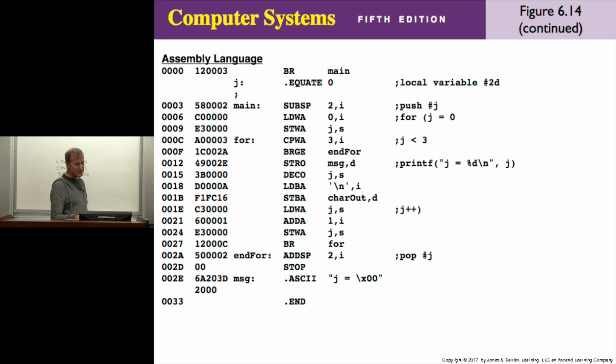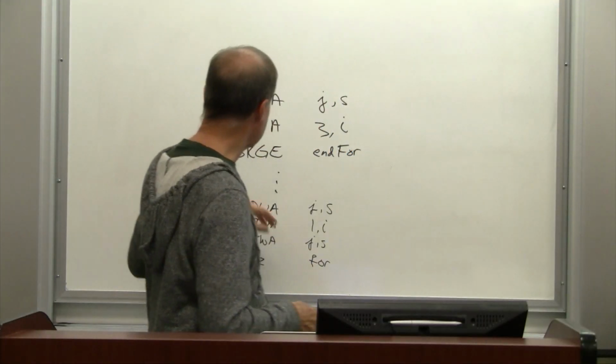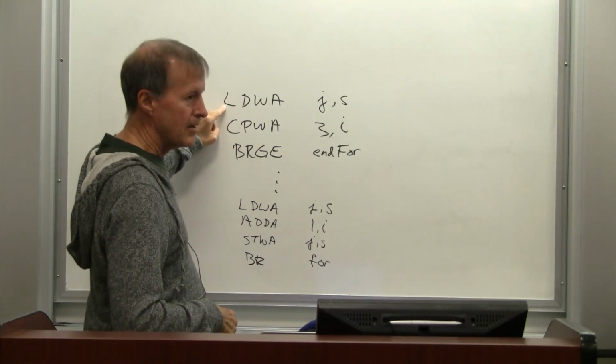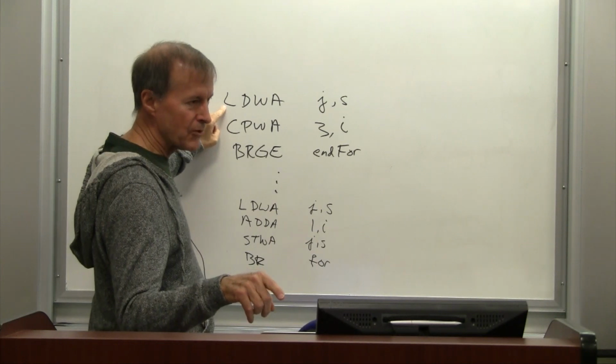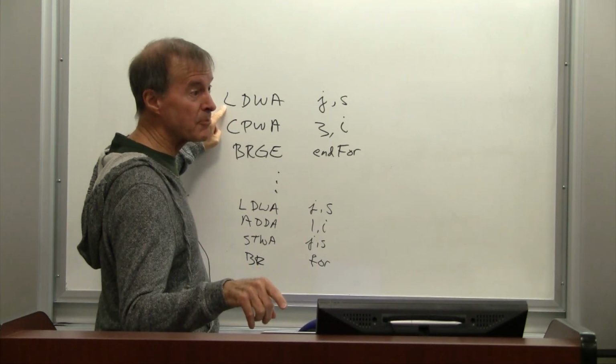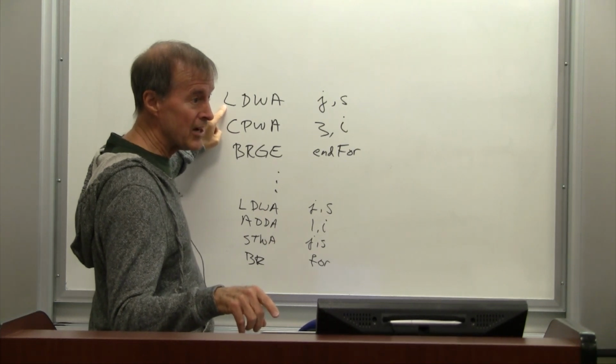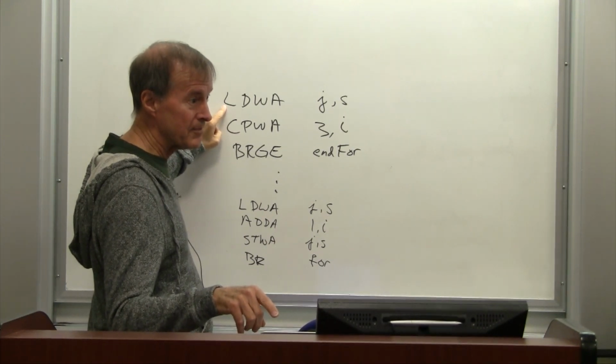We knew that J was going to be in the accumulator, so we didn't do the initial load word accumulator J at 000C. Okay, here's the point. In figure 6.14, we did not do this. Before the compare, we did not do the load. So in figure 6.14, this is what an optimizing compiler would do, because it would know that the value of J was in the accumulator.